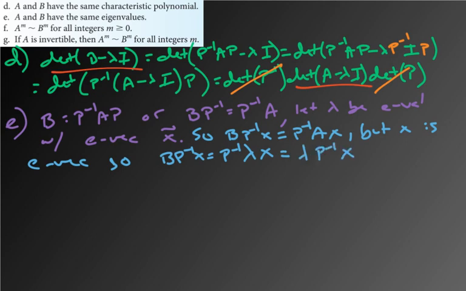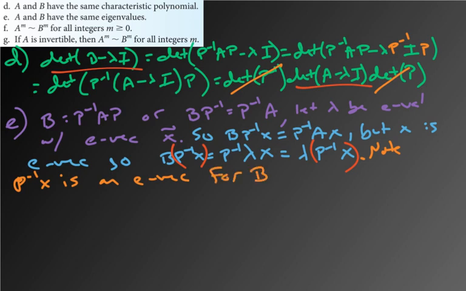And if you look at this, if I group it here and here, then we see that P inverse x is an eigenvector for B, but has eigenvalue lambda still. And that's the part that we wanted to show. It doesn't matter that it's a different eigenvector. We just want to show that they have the same eigenvalues.